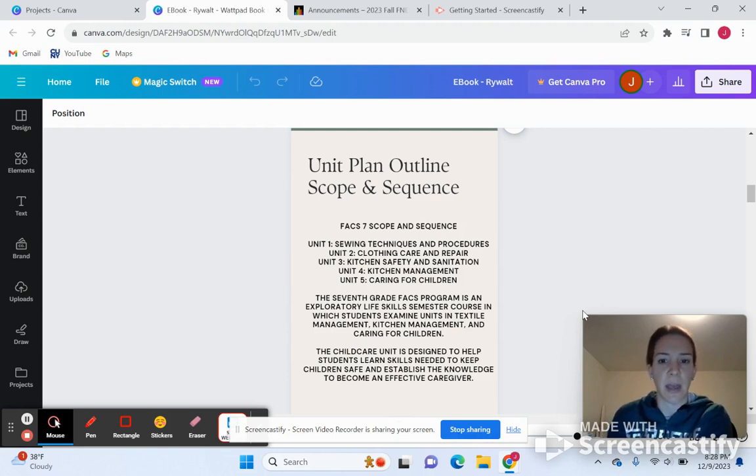The 7th grade Facts program is an exploratory life skills semester course in which students examine units in textile management, kitchen management, and caring for children. The child care unit is designed to help students learn skills needed to keep children safe and establish the knowledge to become an effective caregiver.